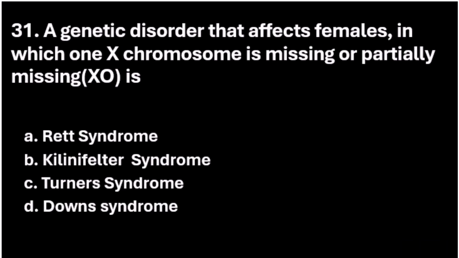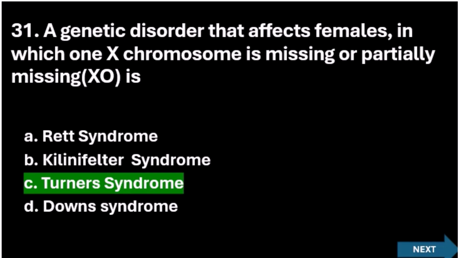Next question. A genetic disorder that affects females in which one X chromosome is missing or partially missing, that is XO, is option A, Rett syndrome, option B, Klinefelter syndrome, option C, Turner syndrome, and option D, Down syndrome. Let us see the right answer. The right answer is option C, Turner syndrome.